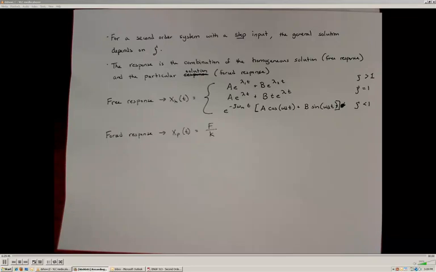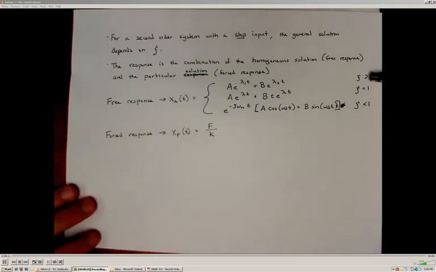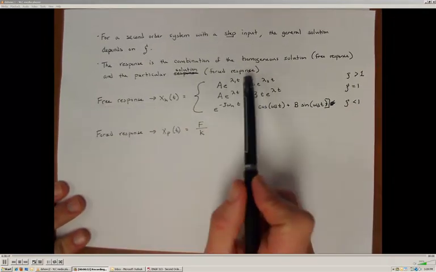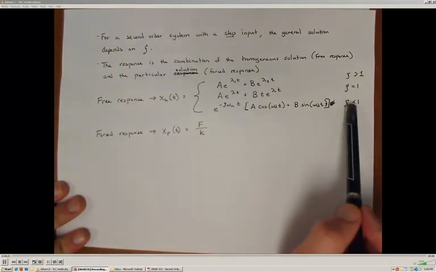For a second order system with a step input, we know that the general solution depends upon the value of the damping ratio. And we also have seen that the response is the combination of the homogeneous solution, which in dynamic systems we're going to call the free response, and the particular solution, which we're going to call the forced response of the system. So depending upon the value of the damping ratio, the form of the free response is going to depend upon the value of the damping ratio.